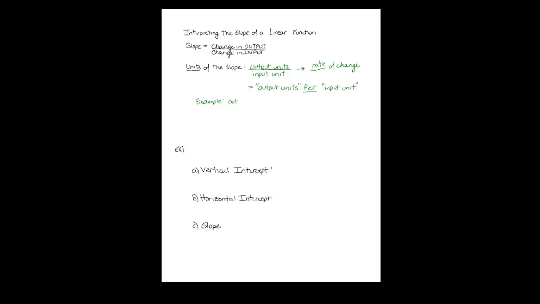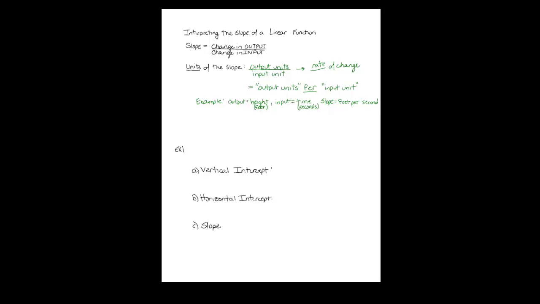If the output of your function is, let's just say, height, measured in feet, and the input is time, measured in seconds, then the slope would be output units per input units. So feet per second.